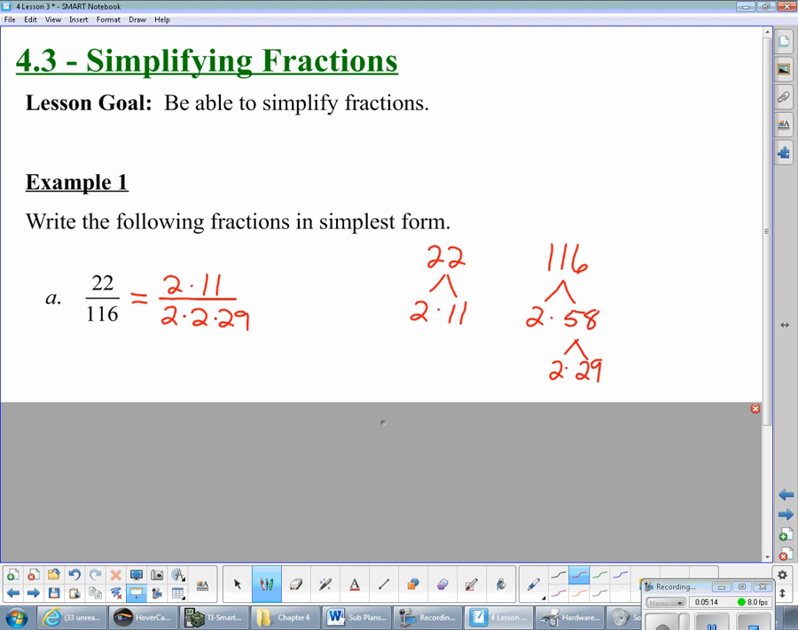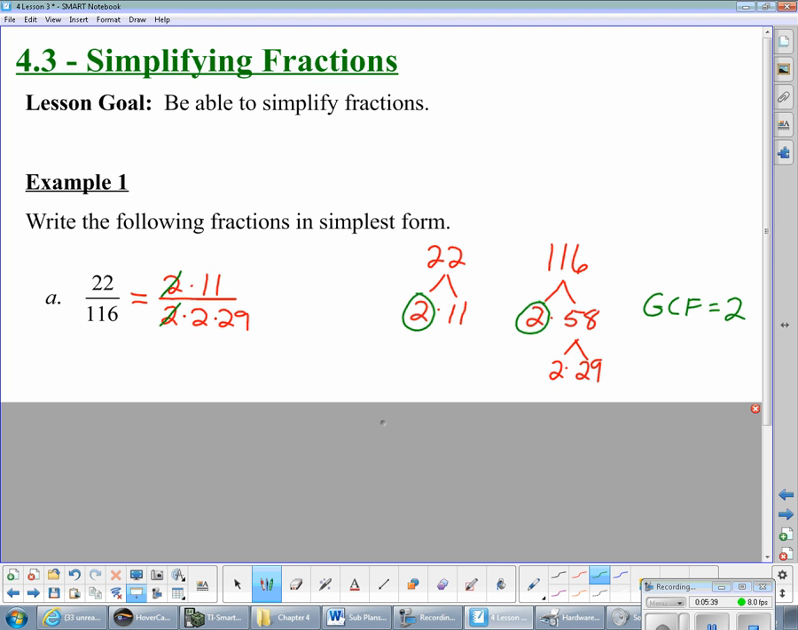Then we'll come through and get rid of any of the common factors. Their GCF is 2 because they both have a factor of 2. Now there's another 2 in 116, but we only need to use one of them. So the GCF equals 2, and that is what we will cancel out here.